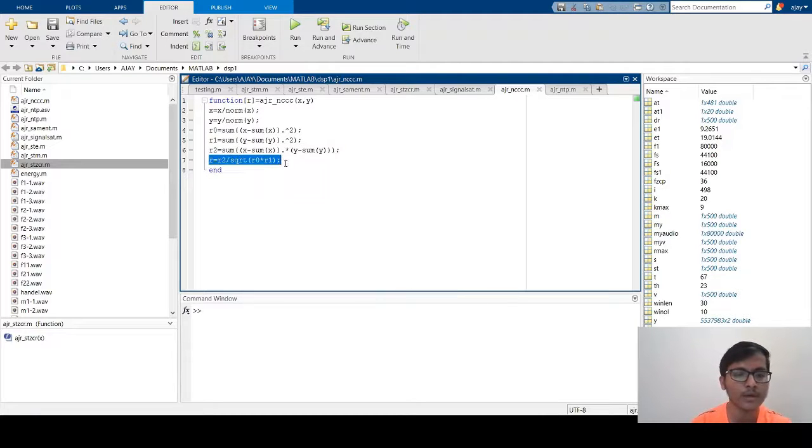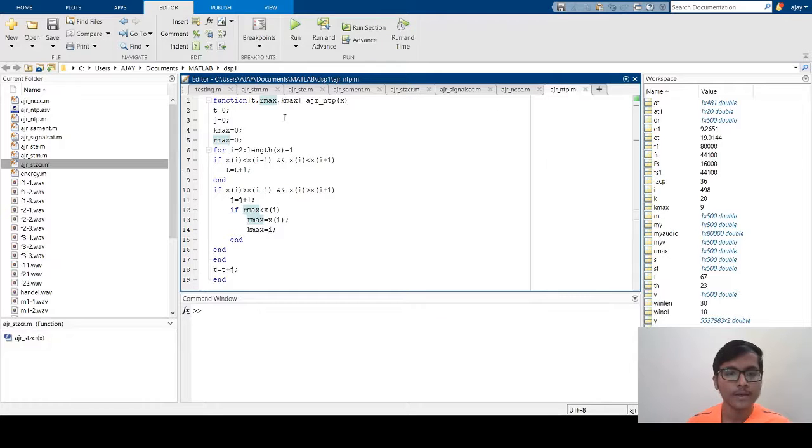By taking this r equal to r2 by square root of r0 r1, we will get the formula of cross correlation coefficient. Our next function is AJR NTP, which is number of turning points. By this function we will be obtaining the number of turning points, which is T, Rmax, which is the local maxima of that, and Kmax, which is the index indicating the local maxima of that.